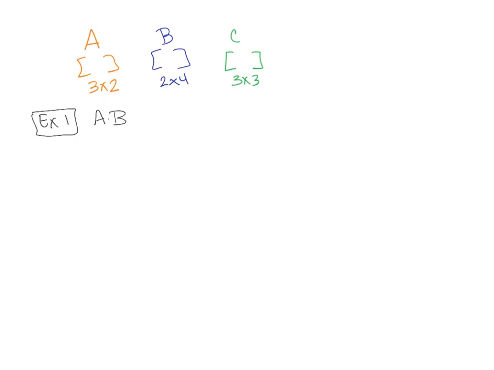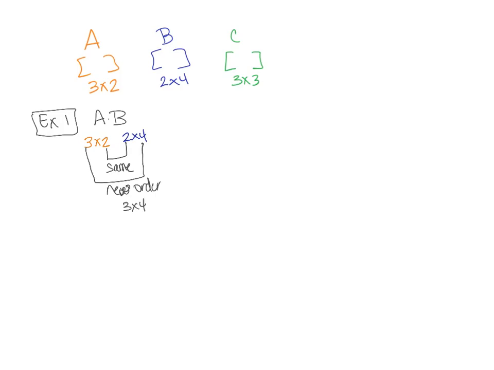So the first thing I need to do is look at my order. My order for matrix A is a 3 by 2, and my order for matrix B is a 2 by 4. According to the requirements, these two numbers have to be the same. My number of columns for A has to match my number of rows for B, and it does. These are the same, so that tells me that yes, I can multiply these two matrices together, and my new order is going to be a 3 by 4.